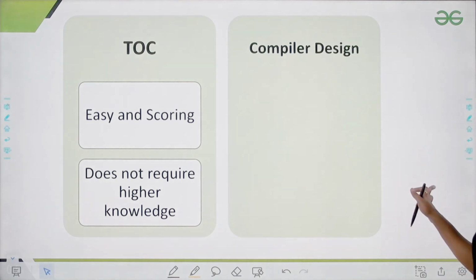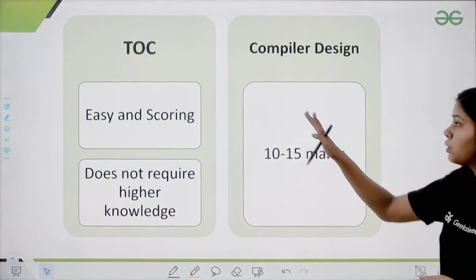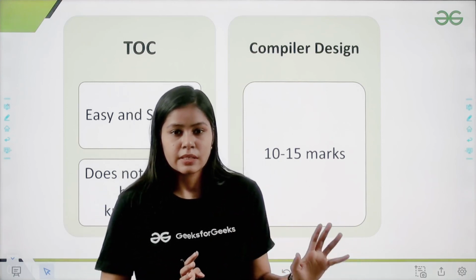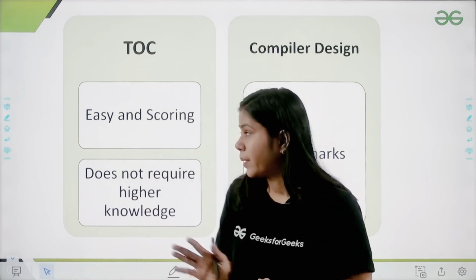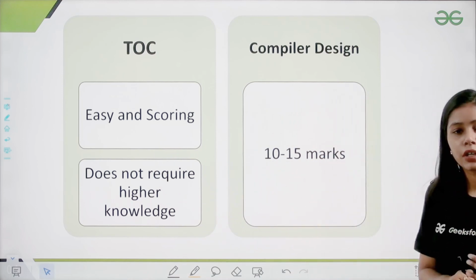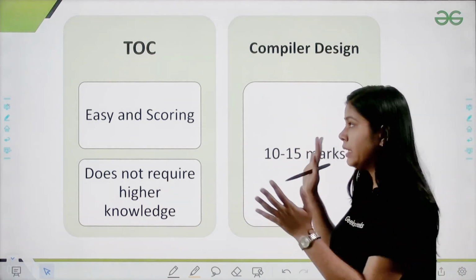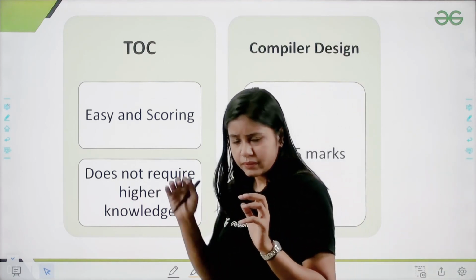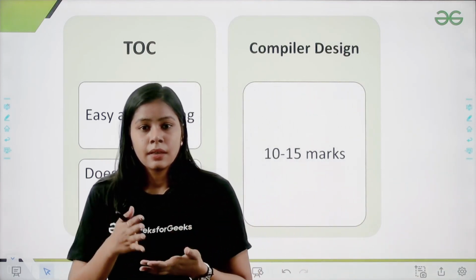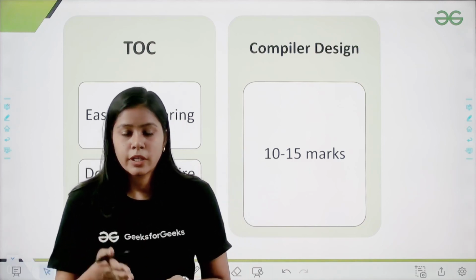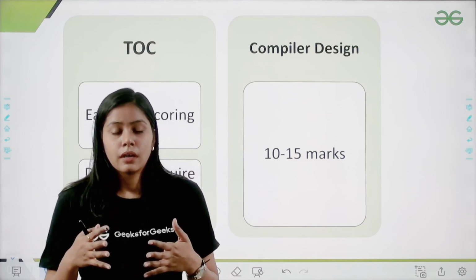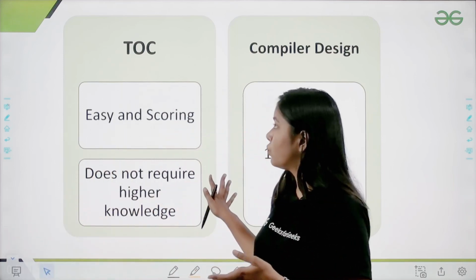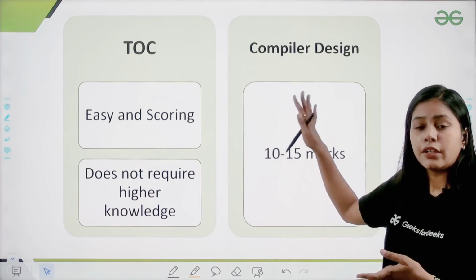The next subject you have to take is compiler design. Both TOC and compiler design come to around 10 to 15 marks, right? And both subjects are comparatively easy and scoring and do not require higher knowledge. You can easily get the marks from TOC and compiler design because you have studied them before data structures and algorithms. That is going to take a lot of your time, and that is a little bit difficult also. So you are going to study TOC and compiler design.